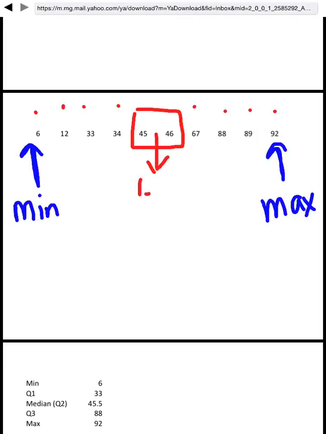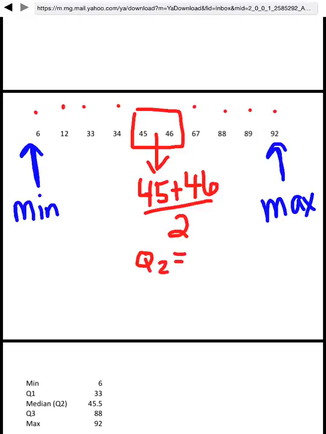So 45 plus 46 divided by 2 is going to be our Q2, or the median, which is denoted by a capital M, which is 45.5. Now what we want to do is find Q1 and Q3. We are going to do this by looking at the bottom half of the data set. So because we did not use the 45 and the 46 as the actual middle number, they will be used in finding Q1 and Q3.